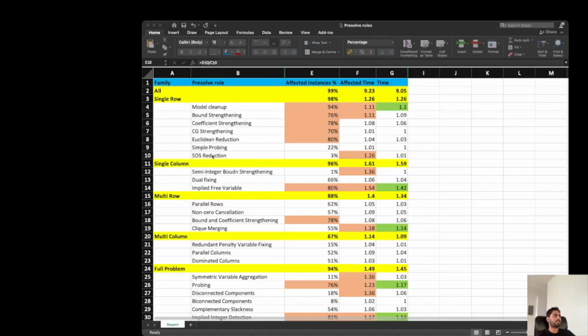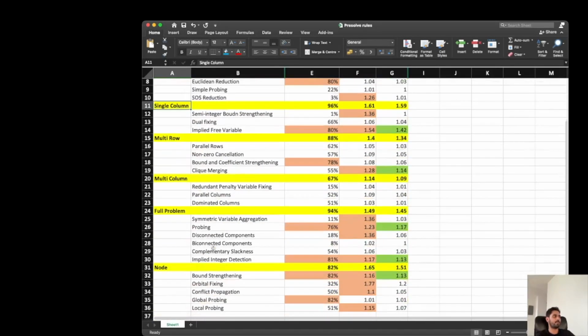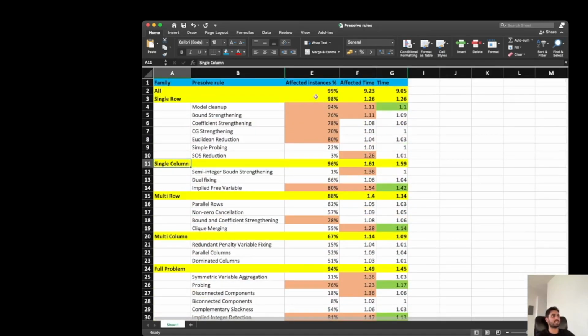And now let's take a look at the effects of individual presolves, right? So which presolves are actually a lot more impactful than the other presolves. Okay, so this is an overall summary of all the presolve rules that are listed in that paper, right? Starting from model cleanup, single row reductions, single column reductions. They're all in families. And here I have listed down how many instances are affected by that particular presolve rule, and what's the gain in time for the affected instances, right?